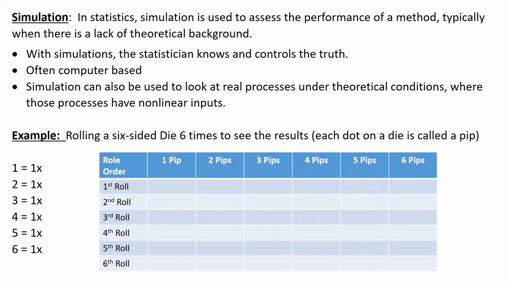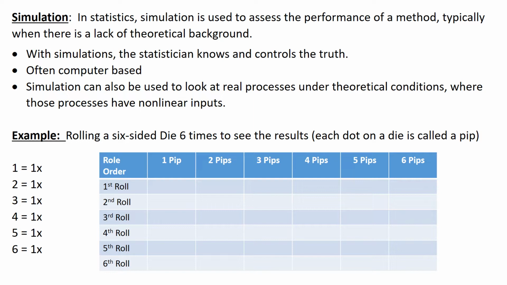For example, if I want to know what number comes up on a 6-sided die, and each one of those little dots on each side of the die is called a pip. Which pip comes up? Well, if I roll it 6 times, probability-wise, each one should come up once, but there's no guarantee. I should have a 1 come up once, theoretically, a 2 come up once, 3 pips, 4 pips, 5 pips, 6 pips, each come up one time.